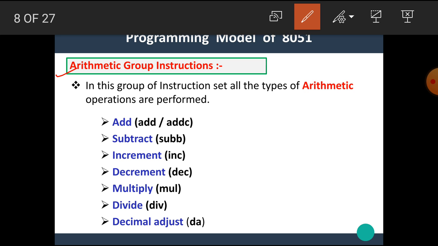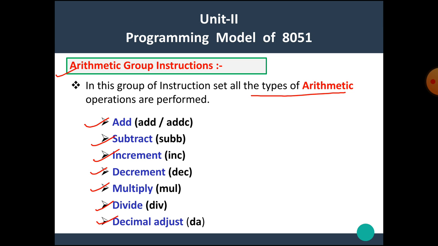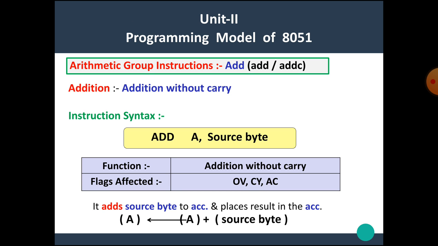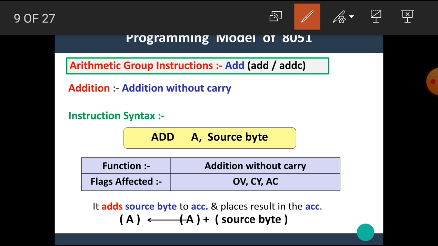In this group of instructions, all the types of arithmetic operations are performed, such as addition operation, subtraction operation, increment, decrement, multiplication, divide, and decimal adjust operations. Okay, let's see each type of operation in detail. The first group of instructions is addition.